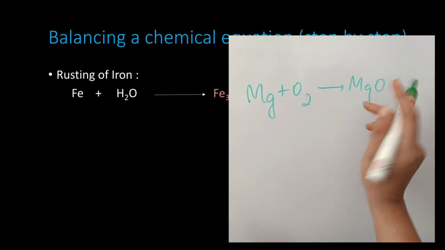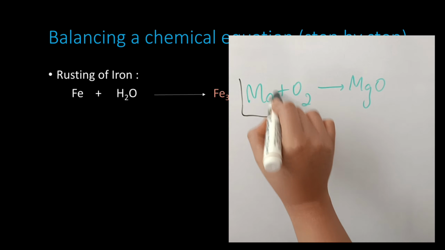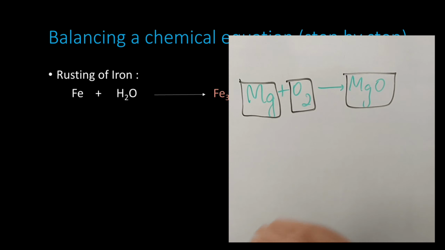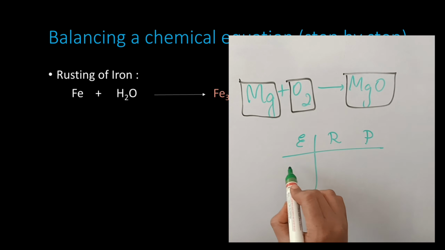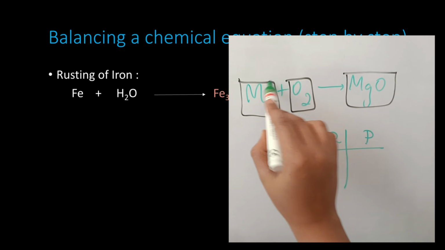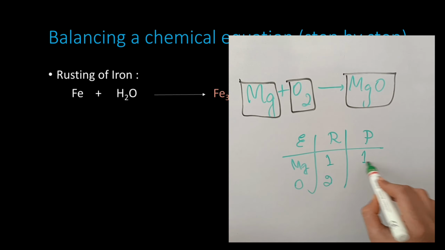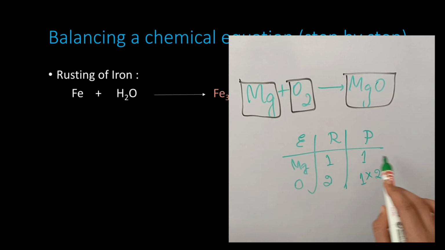So this is one more example. We are going to study this reaction later in this video. First of all, always box before adding any number. Okay. Now check for the number of elements on the reactant side and product side. There's magnesium, there's oxygen. Magnesium on the reactant side is only 1, oxygen is 2. On the product side magnesium is 1, oxygen is also 1. To make oxygen 2 here, we should multiply 2 in the product side.